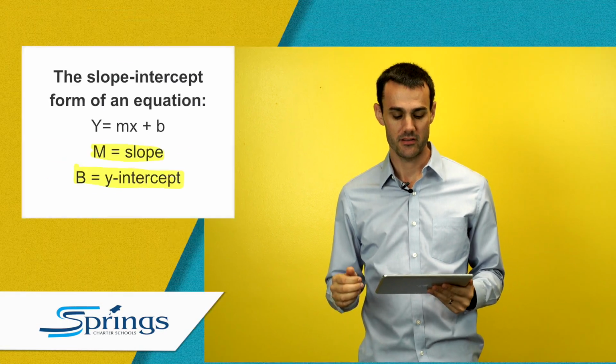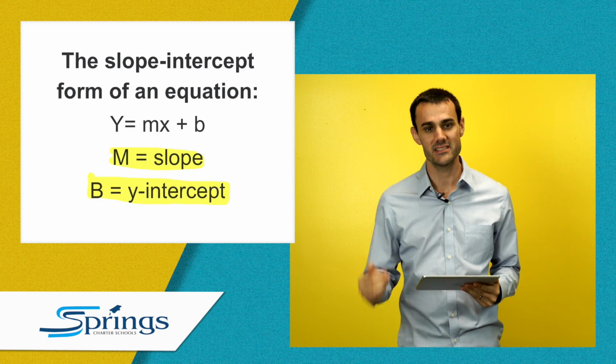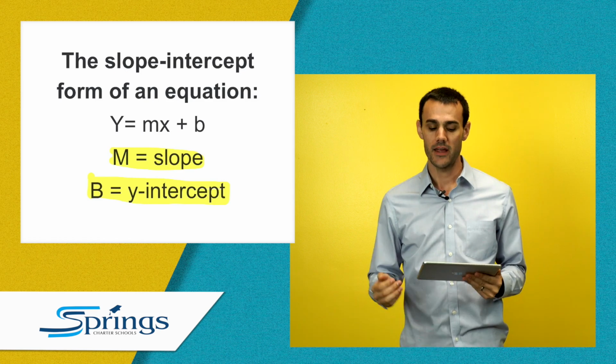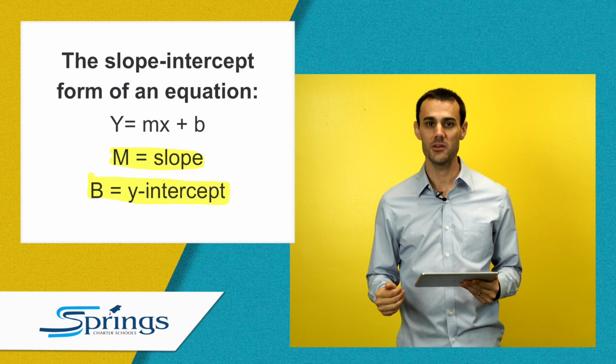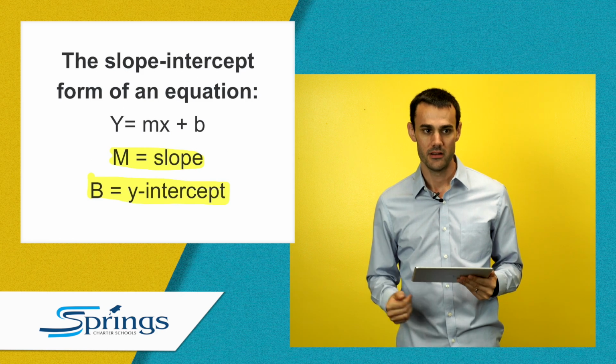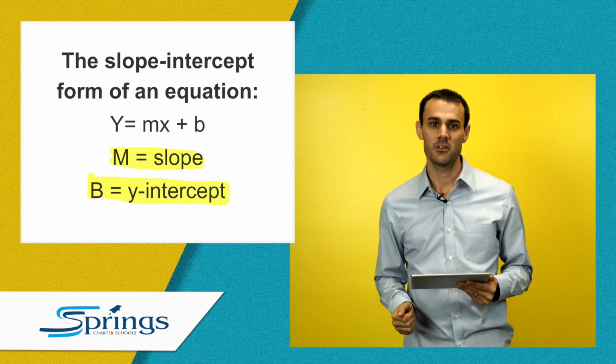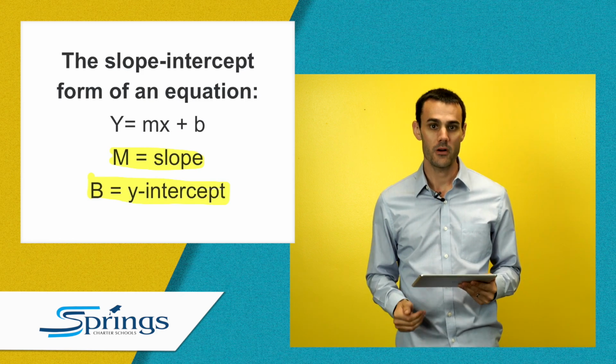Here are the really important parts of slope-intercept form. Slope-intercept form has a very specific equation that it works with, and it's listed here for us. It is y equals mx plus b. Now, we have to learn about what some of those variables mean.